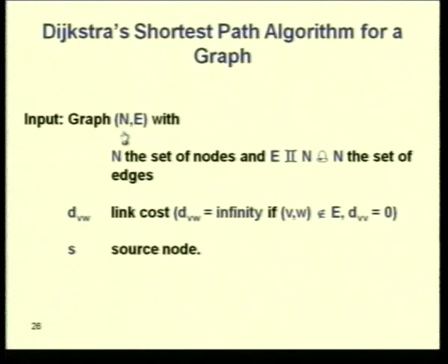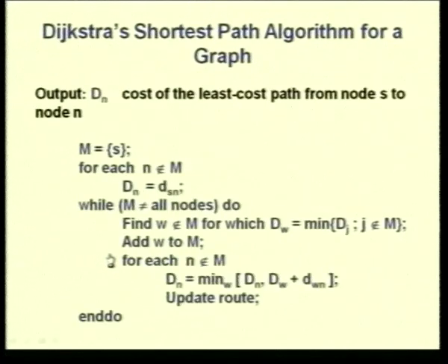Now coming to Dijkstra's shortest path algorithm for a graph. What we do here is you have a graph (N, E) with N as the set of nodes and E as the set of edges. Now d(v,w) is the link cost. d(v,w) is set to infinity if (v,w) does not belong to E, the set of edges, and s is the source node. Given this input, let us look at what happens. The output basically is D(n), which is the cost of the least cost path from node s to node n. From s to n is what we want to find out.